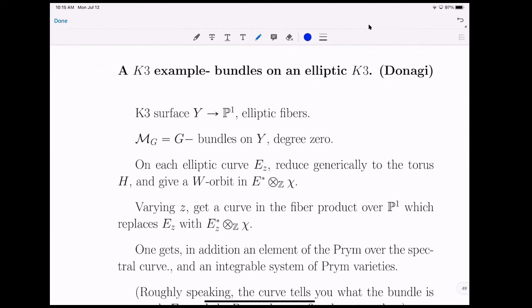What you've got now is you're taking a K3 surface over P1 with elliptic fibers. So I said in my surface example that the K3s were just sort of sitting there and they didn't seem to correspond to much. So here's an example where it's still a K3, but there's some interesting stuff going on. So your K3 surface, Y over P1 with elliptic fibers.